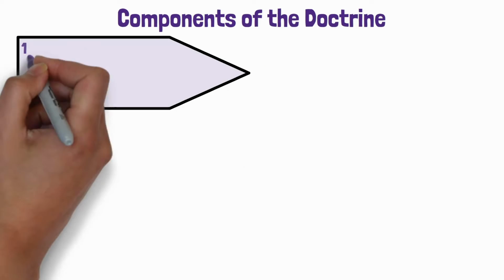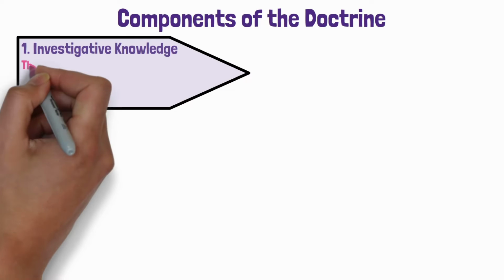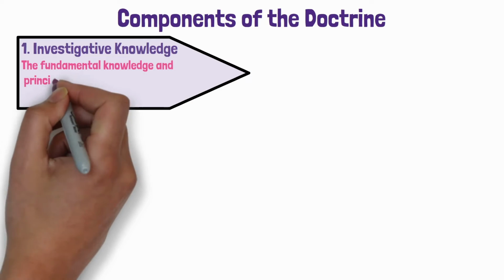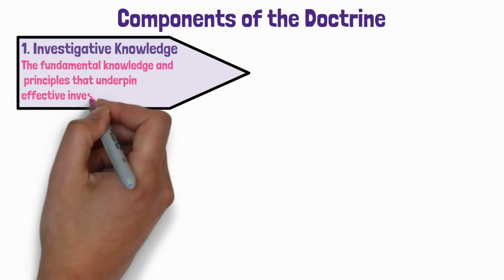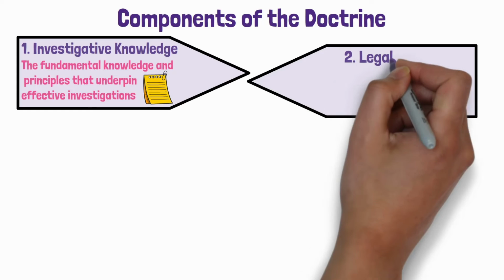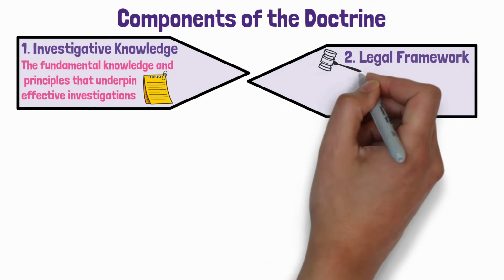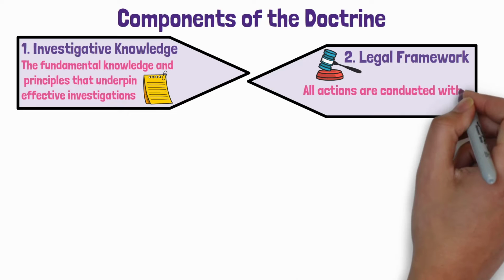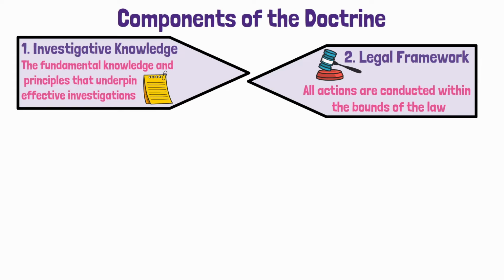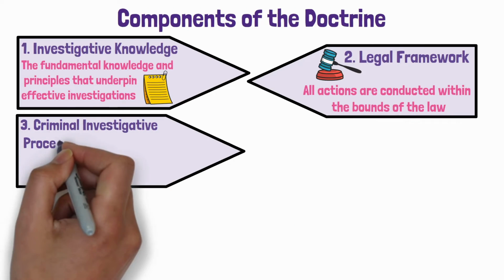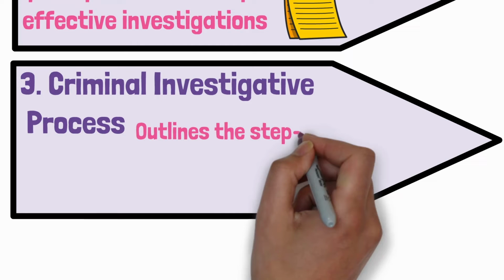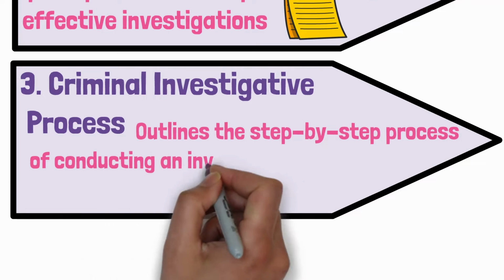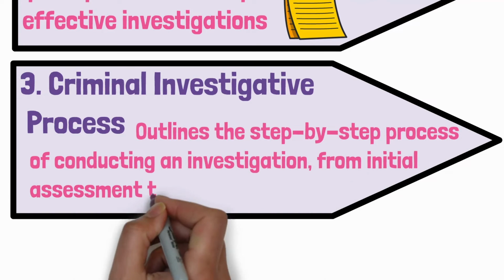So firstly, there is investigative knowledge. This section focuses on the fundamental knowledge and principles that underpin effective investigations. Secondly, there's the legal framework. Understanding the legal aspects of investigations is crucial to ensuring that all actions are conducted within the bounds of the law. Thirdly, criminal investigative process. Here, the doctrine outlines the step-by-step process of conducting an investigation, from initial assessment to case closure.